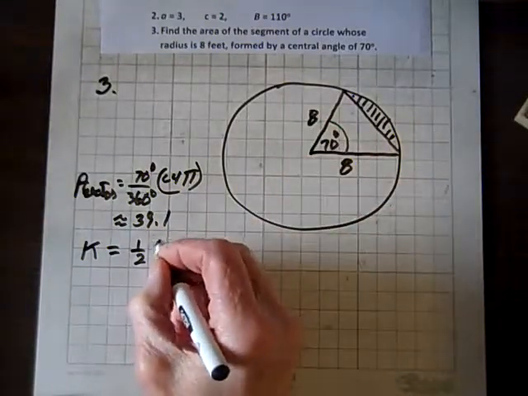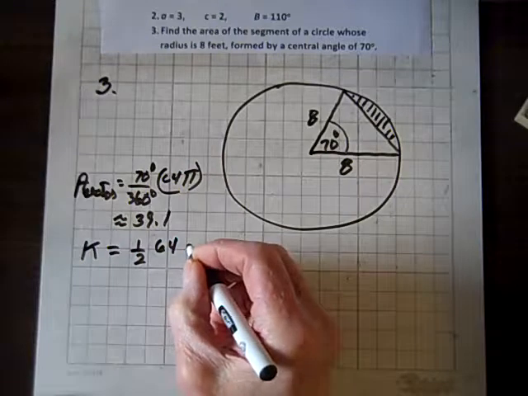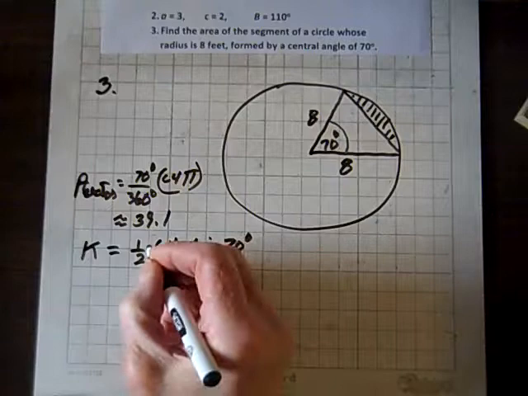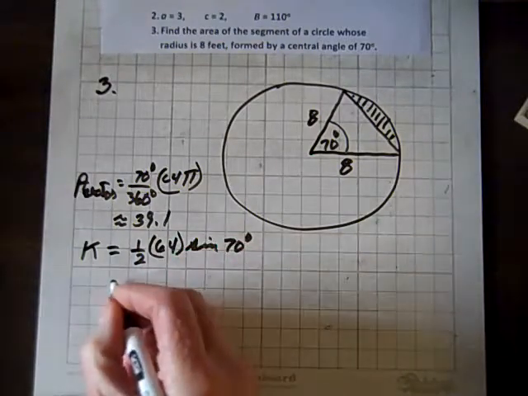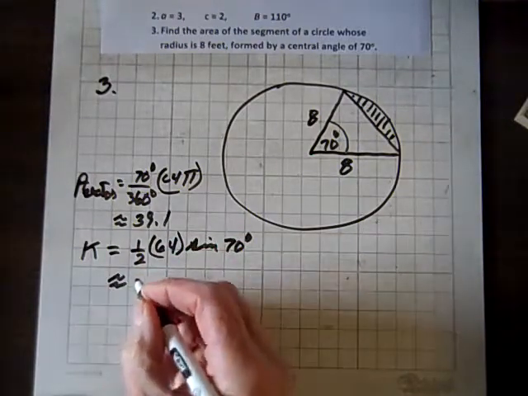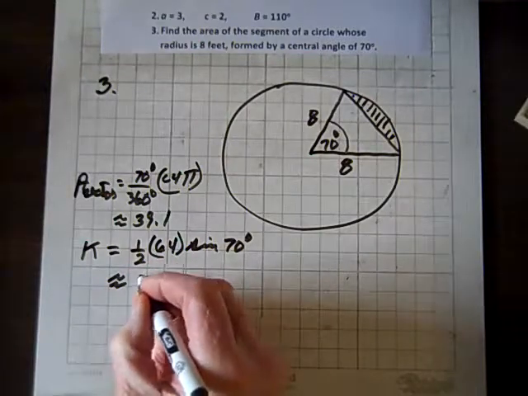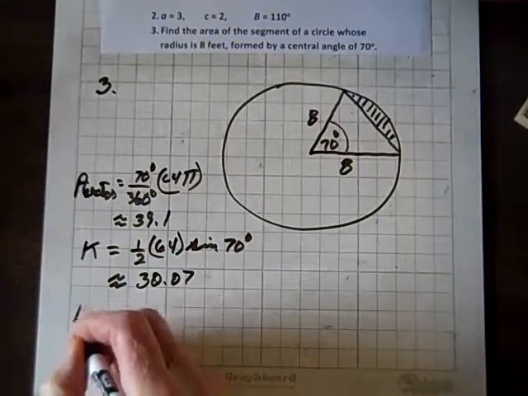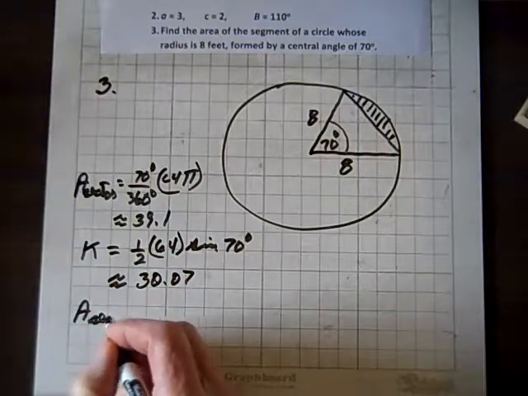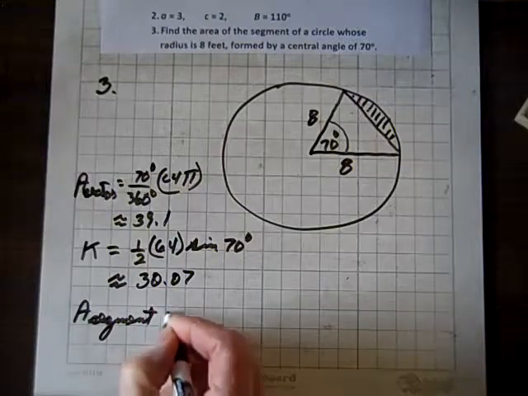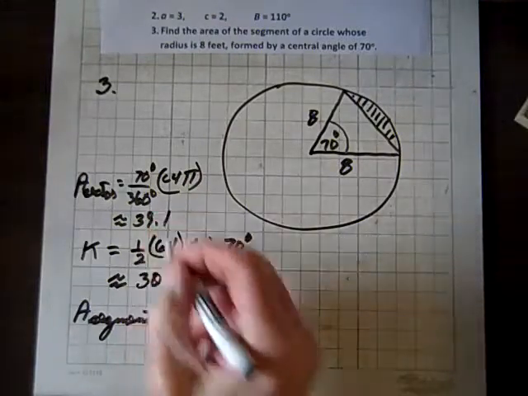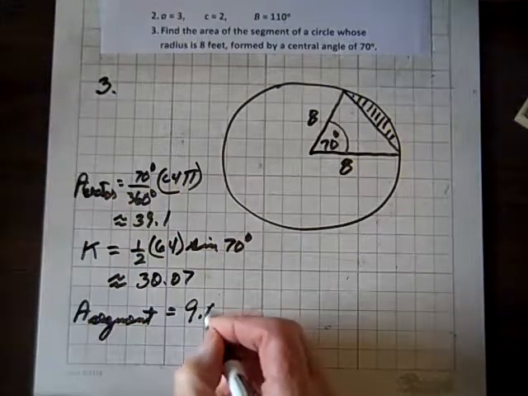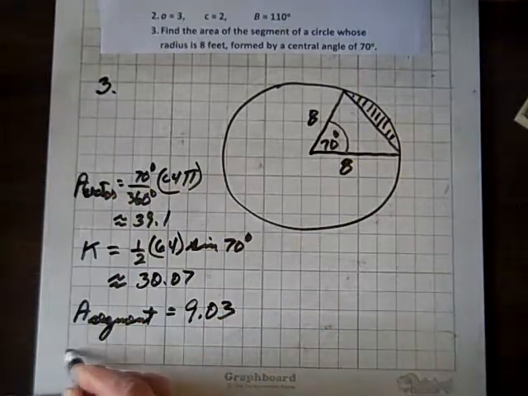Now, let's find the area of the triangle, and that's going to be 1/2 times 8 times 8, which is 64, times the sine of 70 degrees. So that's 1/2 times 64 times sine of 70 degrees. And when I carry out that product, another irrational number, I get this approximation, 30.07. So then the area for the segment equals the difference of these two areas, and that is 9.03 square units, and we've done it.